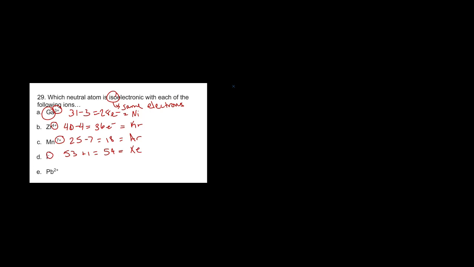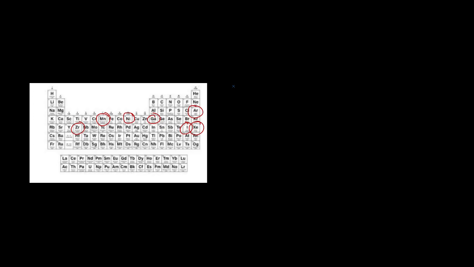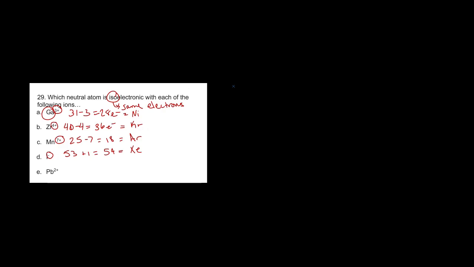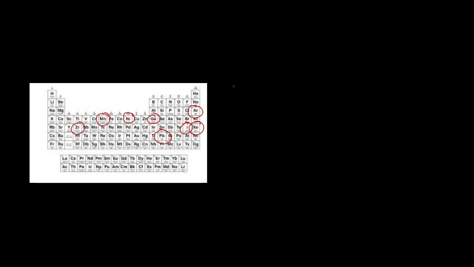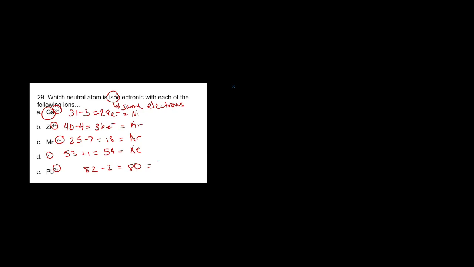And then finally, we have lead 2 plus. Lead is right here, element 82. Because it's a plus 2, we're going to subtract 2 electrons. That gives us element 80. Element 80 would then be mercury. So that's all there is to it. You just have to figure out how many electrons there are and then match up whichever element that is on the periodic table.